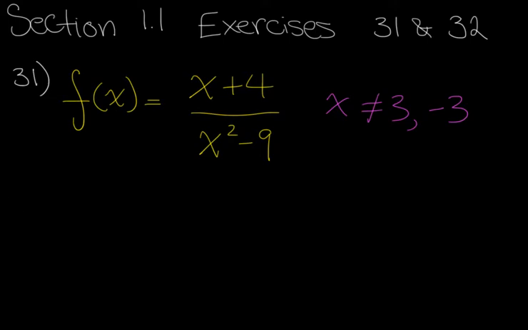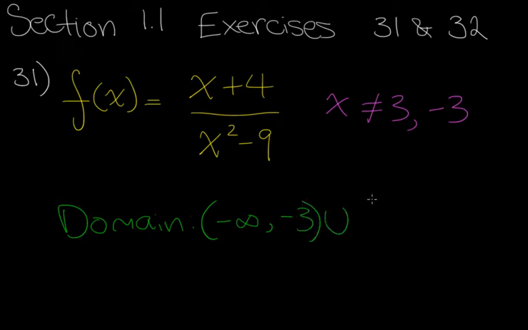So our domain is x such that x does not equal 3 and negative 3. In interval notation, it's all numbers from negative infinity to negative 3 non-inclusive, union negative 3 to 3 non-inclusive, union 3 all the way to infinity. So that's the domain of the function in 31.